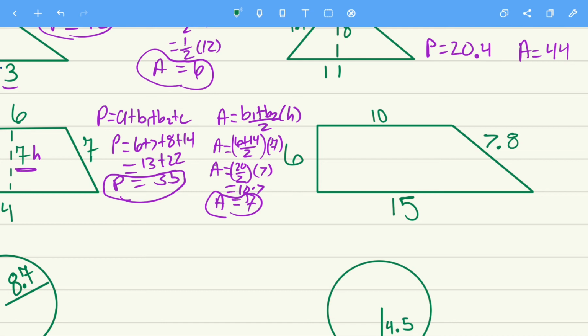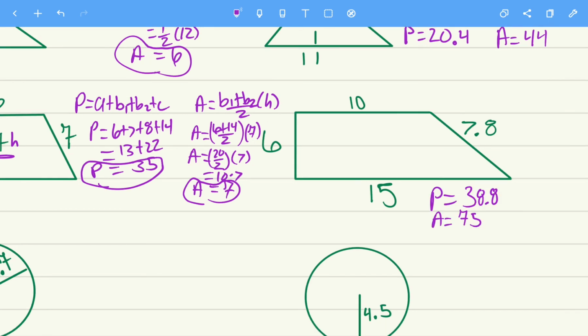Had to add a little more information to that, my bad. But here is your trapezoid. Go ahead, try this one. Pause the video if you have to. And here is our perimeter and area of this trapezoid.